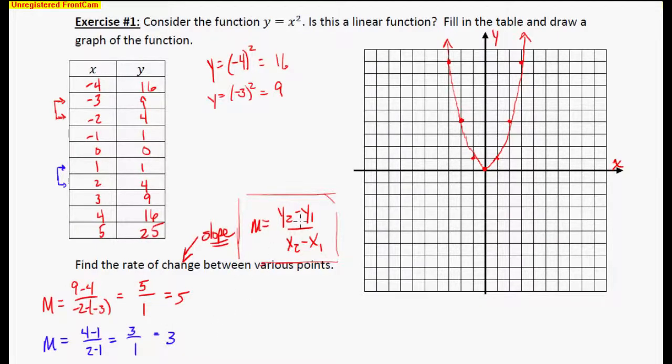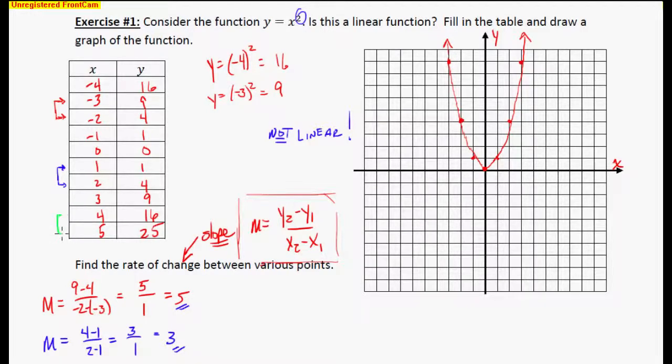Notice this is not a linear function, so we should put that in there: not linear. We can tell by the equation because of this squared. We can tell by the graph because that certainly does not look like a line. We can also tell it's not linear because these slopes are different. If you had a linear function, those would both come out to be the same.